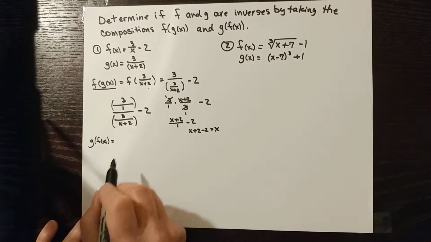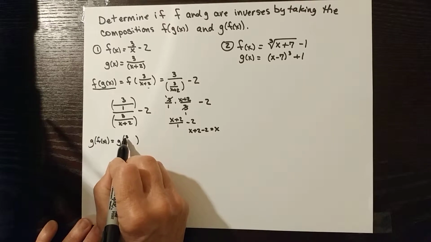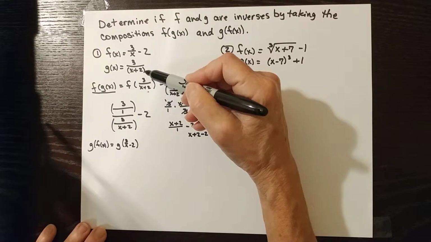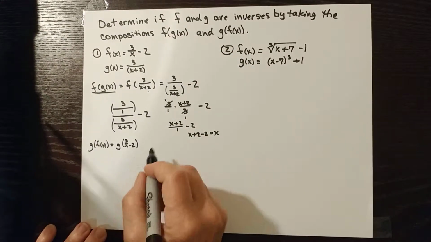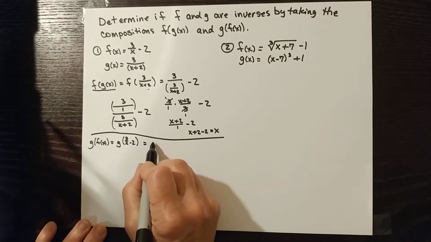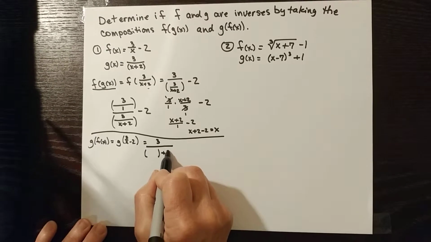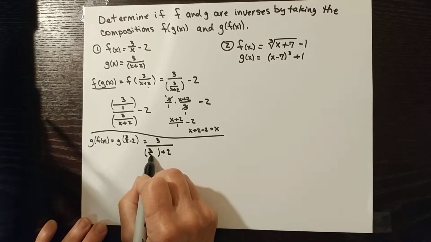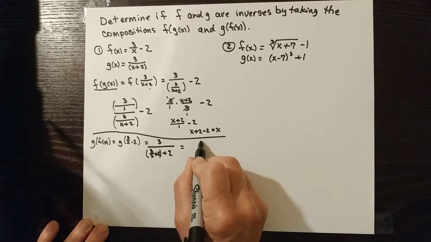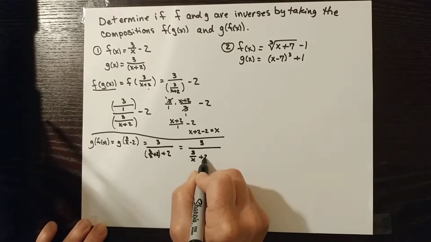Alright, when we take g of f of x, g of x is defined to be 3 over x plus 2. So in the g function, which is right here, we replace every x with what we find in the parentheses right here. So this expression will be 3 over x plus 2, and the x is 3 over x plus 2. Alright, so let me rewrite this clearer.